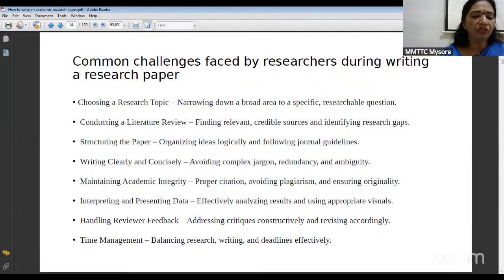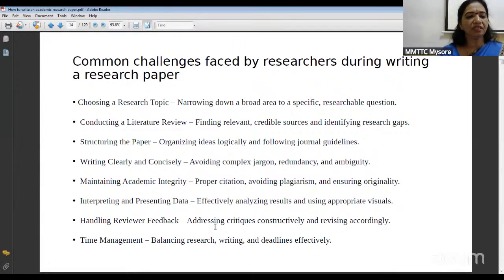When you write a research paper, you should avoid complex sentences. Redundancy means repetition. Some people write the same sentences with different wording. You should follow continuity and avoid ambiguity, so you do not create any confusion. And maintaining academic integrity means proper citation. You should not copy somebody's work and say, this is my work, and submit it for publication. And ensuring originality, so your paper should be your own idea.